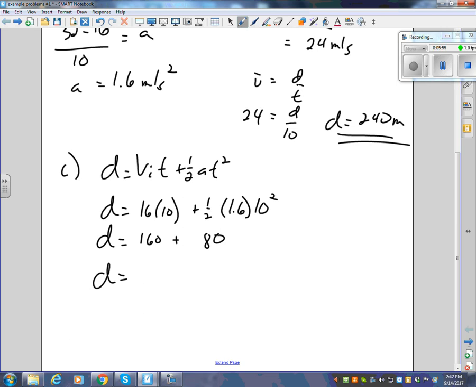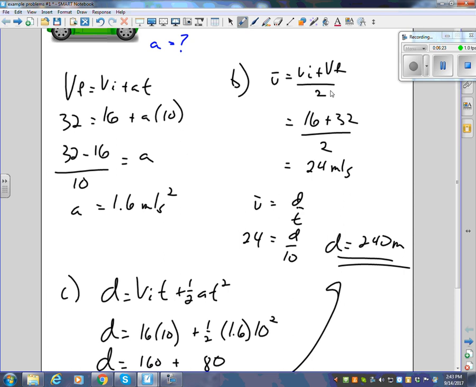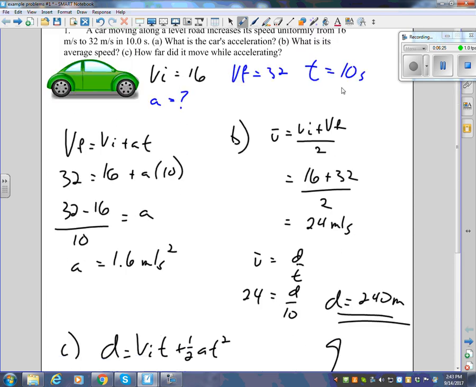10 squared is 100 times 1.6? 160, half of that. Now go 160 plus 80 and guess what you get? 240, which is the same as that. I'm showing you what not to do. You don't need... But yes, you do, because B says that, right? But could this question have been done if there was no B? Yes. And that's my point.